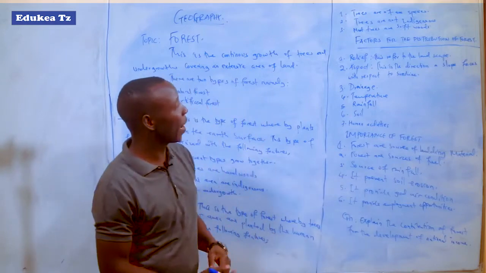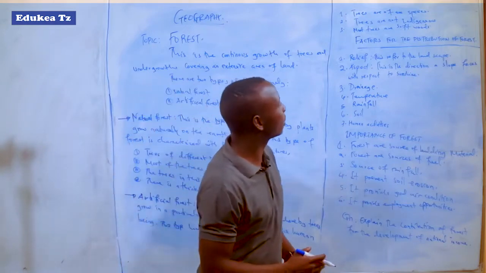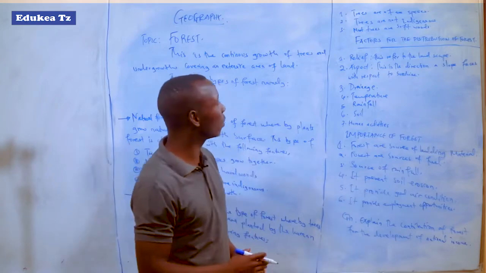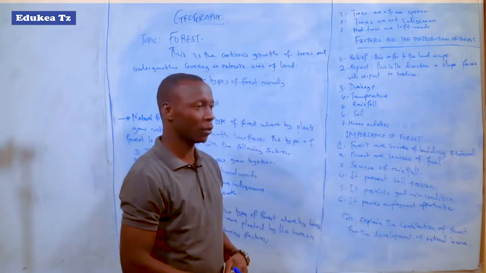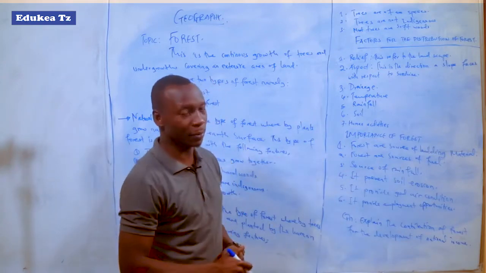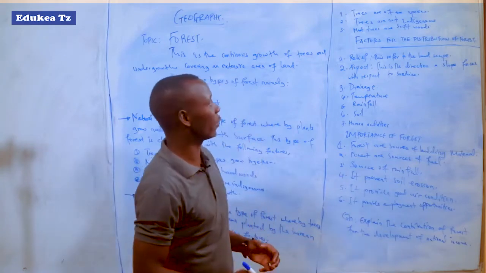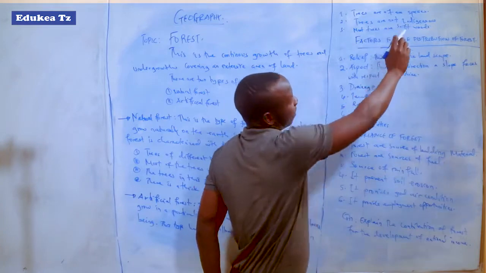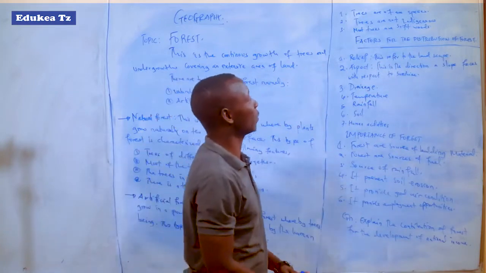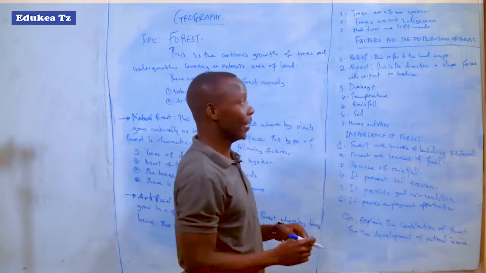If it is pine, or it is Caribbean pine, a human being has decided to plant only one type of tree. That's why we say they are of one species, a single species in a particular area.